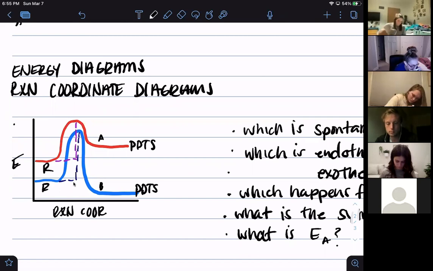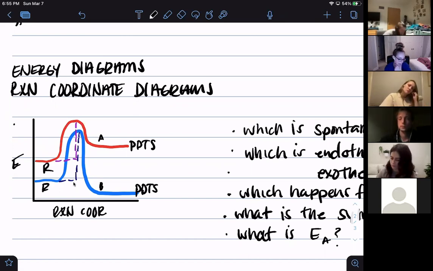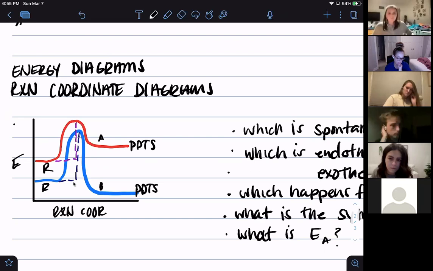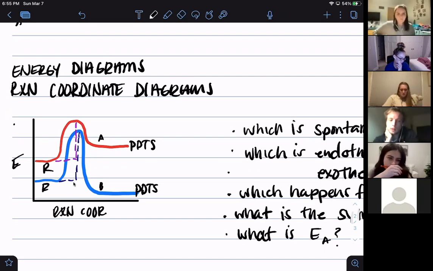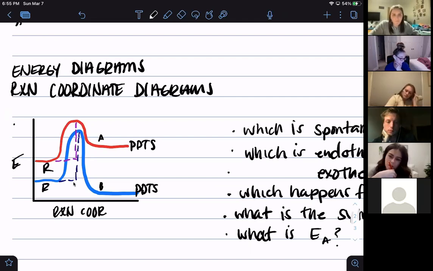Okay. So if we're looking at A, which is the red line, is this a spontaneous reaction, yes or no? No. Okay, why? Because it has a high, actually, I guess activation energy is not that high, but the energy of the reactants is lower than the energy of the products. Bang, okay.